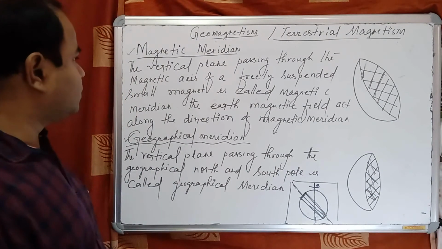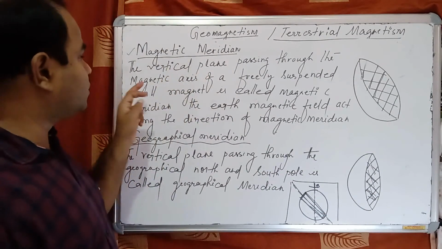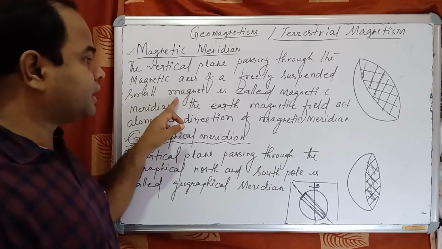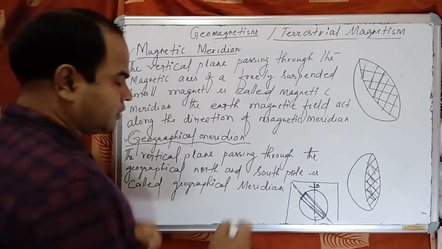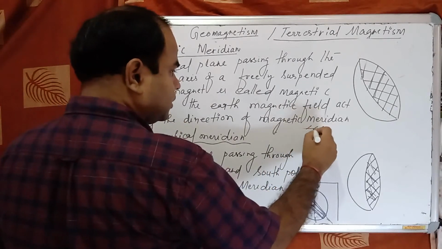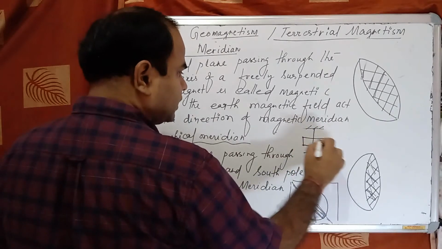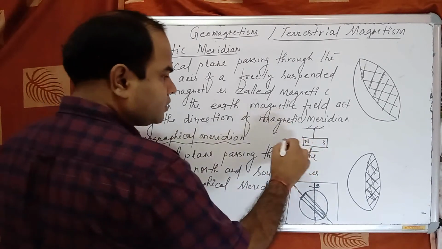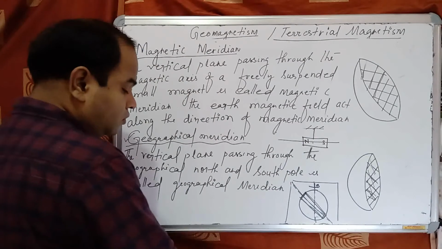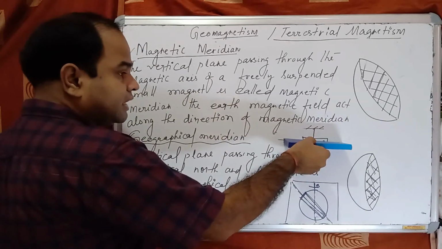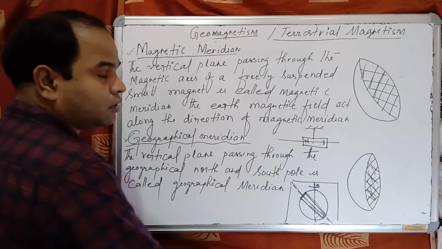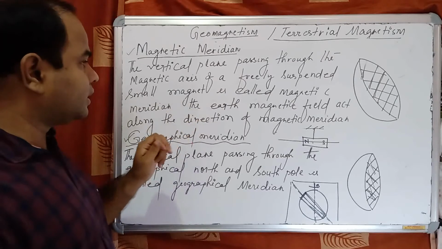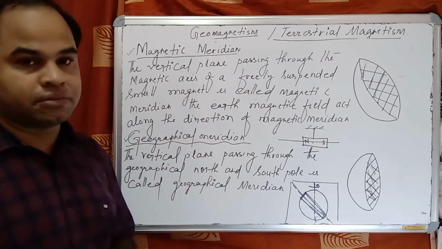Definition: The vertical plane passing through the magnetic axis of a freely suspended small magnet is called the magnetic meridian. So let us consider a freely suspended bar magnet. This is the north, this is the south. So the plane which is passing through the magnetic axis of this small magnet is called the magnetic meridian. And the Earth's magnetic field acts along the direction of this magnetic meridian.